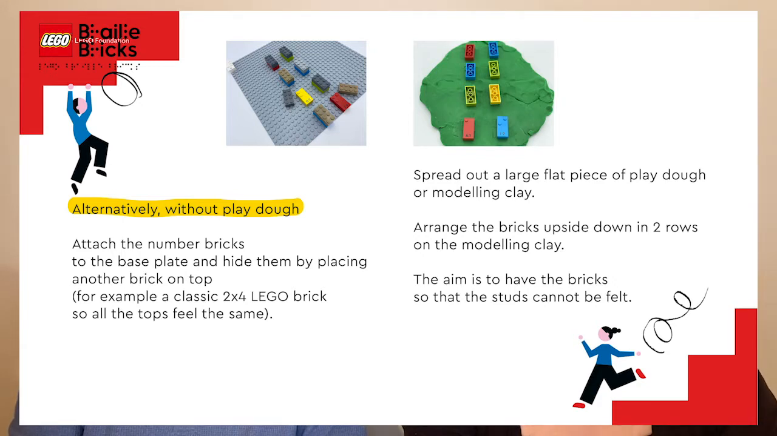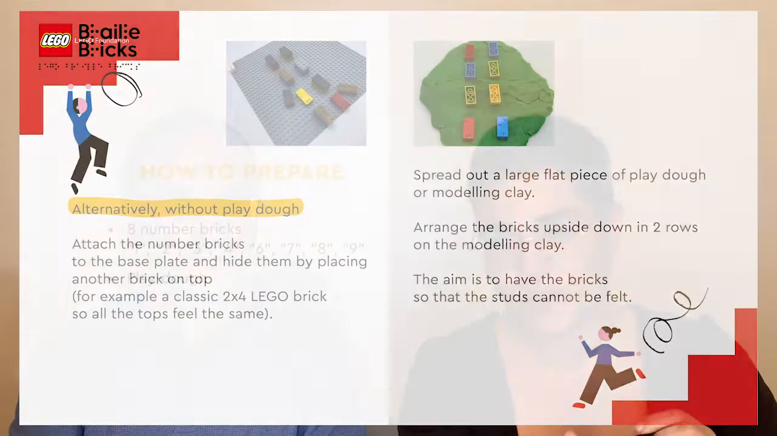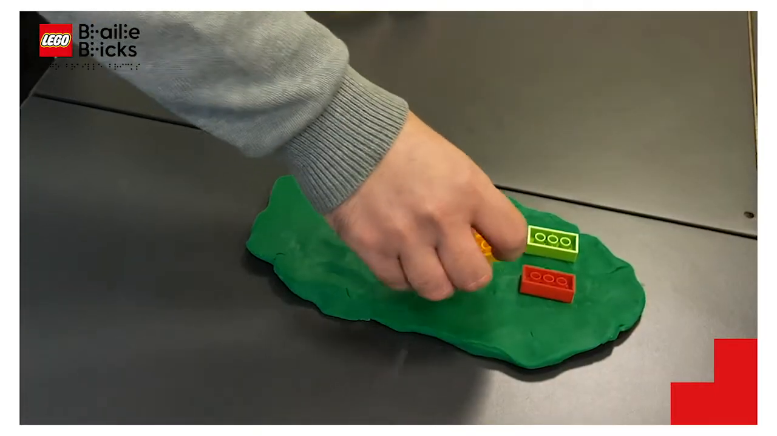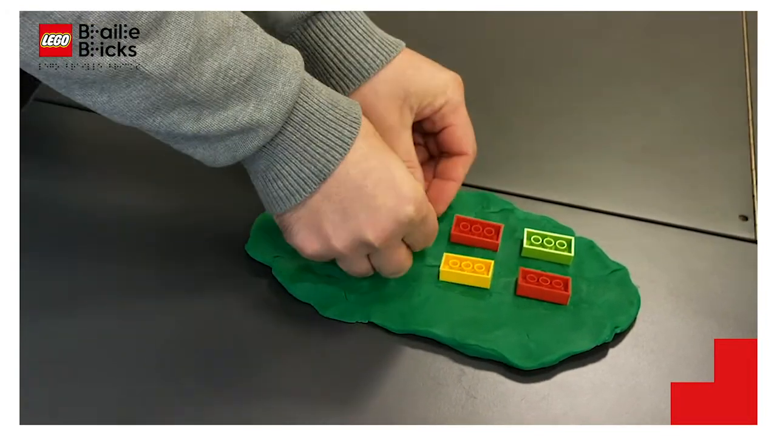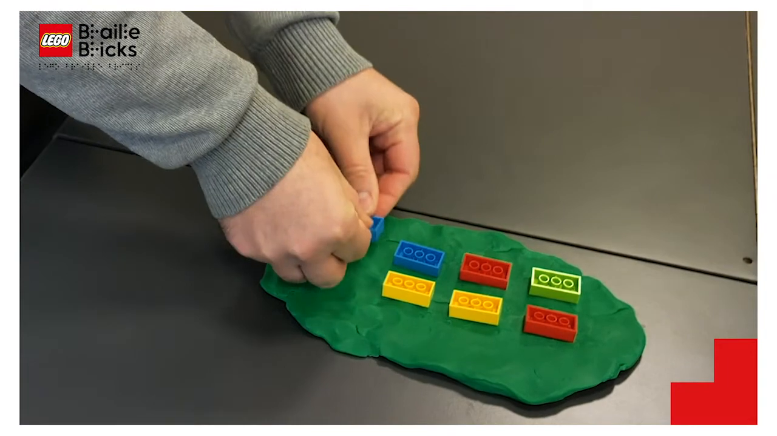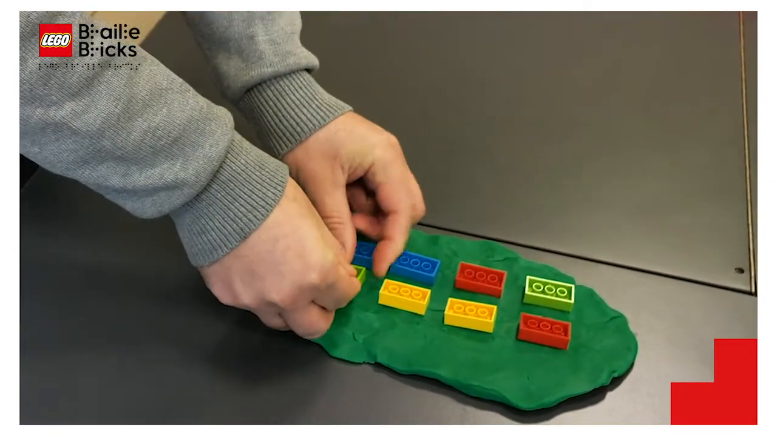But you will see that it is important, and in the video we have one of the children who will have some trouble with the Play-Doh. Okay, so this is the preparation. Mark is going to take the 8 bricks and place them in 2 rows of 4.